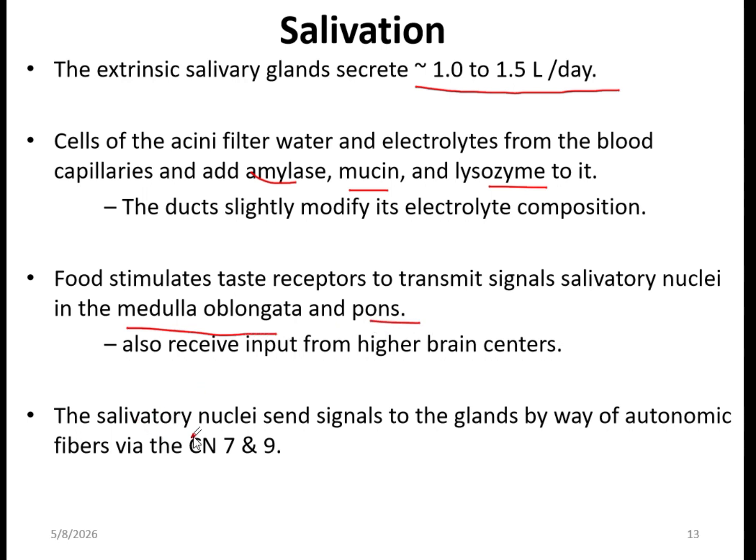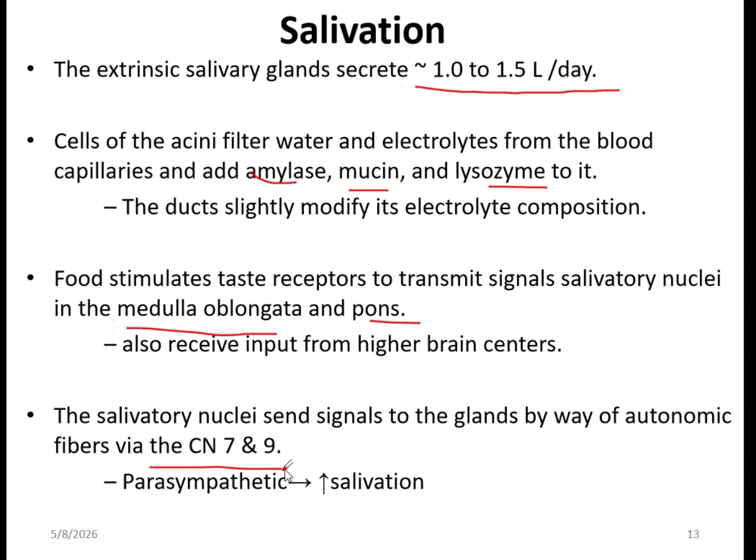Okay, so the salivatory nuclei send signals to the gland by way of autonomic fibers via cranial nerves 7 and 9, right? And this is the parasympathetic. If it increases the salivation, then it is the parasympathetic.